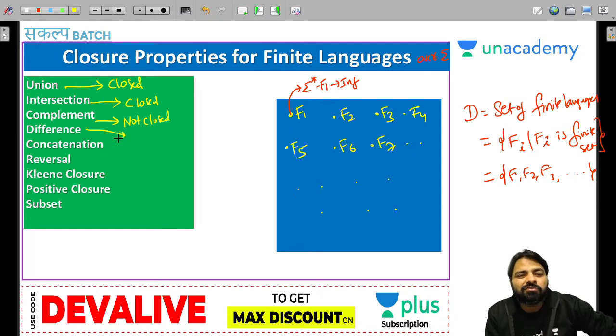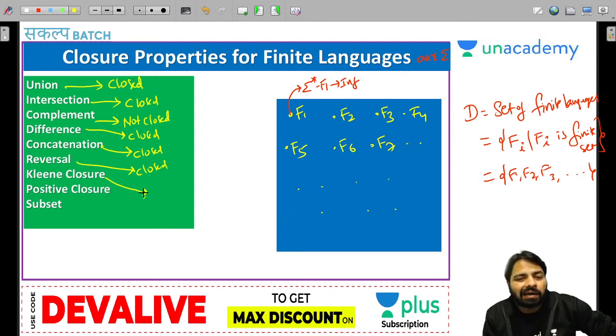And difference: finite set minus finite set is always finite? Yes, so closed. Concatenation of finite with finite is always finite? Yes, so closed. Reversal of finite is again finite, so closed. Kleene closure of finite need not be finite. This is not closed.